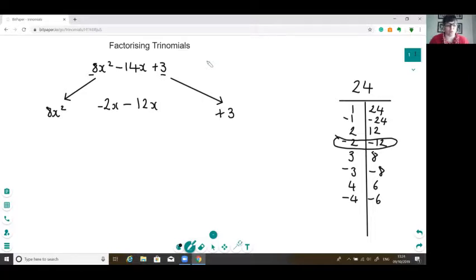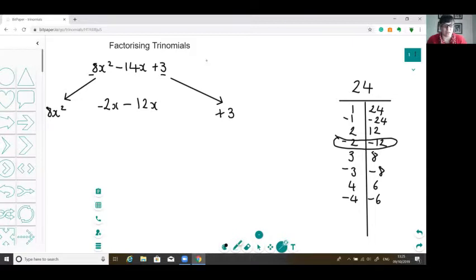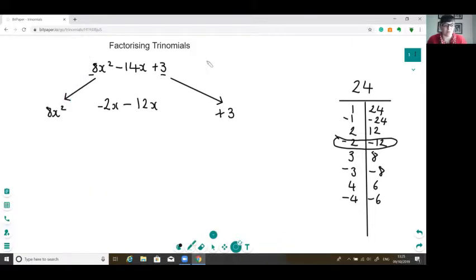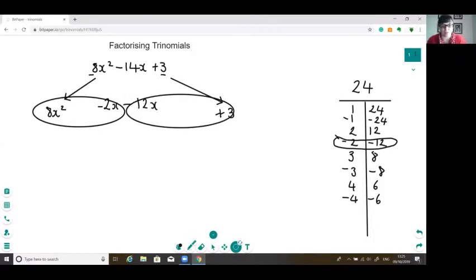Okay, so now that we've spread out, it looks a little bit easier to read. So we've got 8x squared minus 2x minus 12x plus 3. Now, the next thing that we have to do is group these. So let's just pop a grouping here. So here's one group, and here is the other group. Okay, so we'll start with the first group, 8x squared minus 2x.